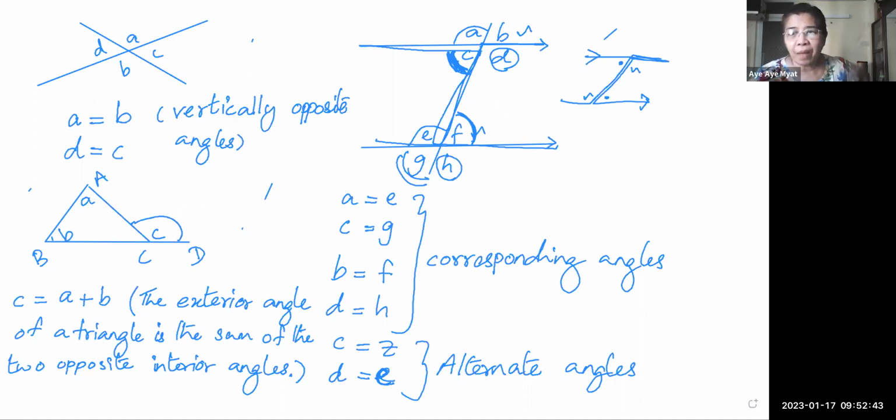Now, when two straight lines cross each other, we get four vertically opposite angles. A is equal to B. A and B, the two opposite angles, are vertically opposite angles.